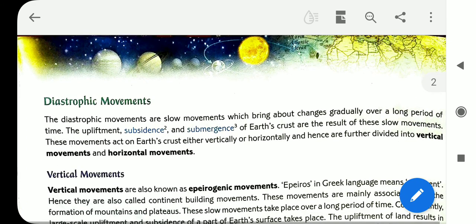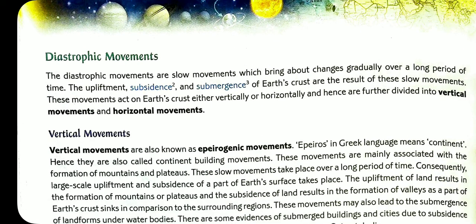After that, diastrophic movements. What do you mean by diastrophic movement? You see, the diastrophic movements are slow movements which bring about changes gradually over a long period of time. The upliftment, subsidence, and submergence of Earth's crust are the result of these slow movements. These movements act on Earth's crust either vertically or horizontally and hence are further divided into vertical movements and horizontal movements. I repeat this paragraph.